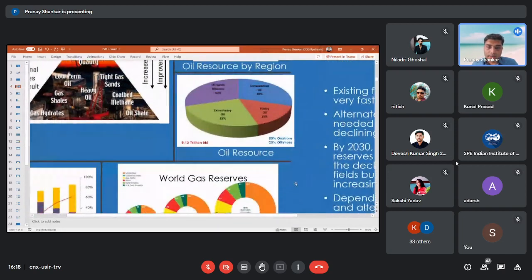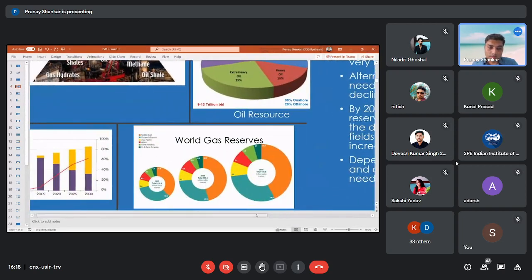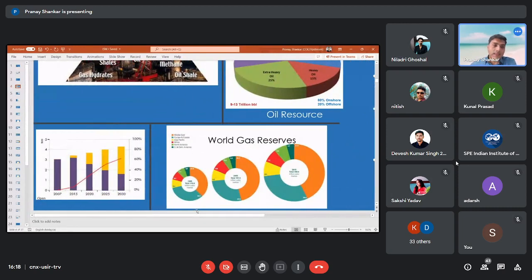Similarly, in terms of gas, if you see, the portion of gas reserves or resources started contributing more and more towards energy supply. And the oil resources, if you see, kept on decreasing, these blue bar charts that you see. And this is again the extrapolation or forecast for 2025 and 2030, that gas will constitute more than 50% of total energy supply, and oil will only contribute around 30 to 40% of energy supply.